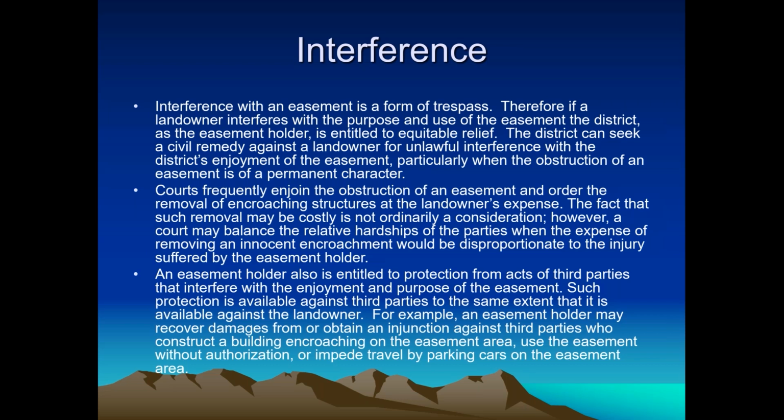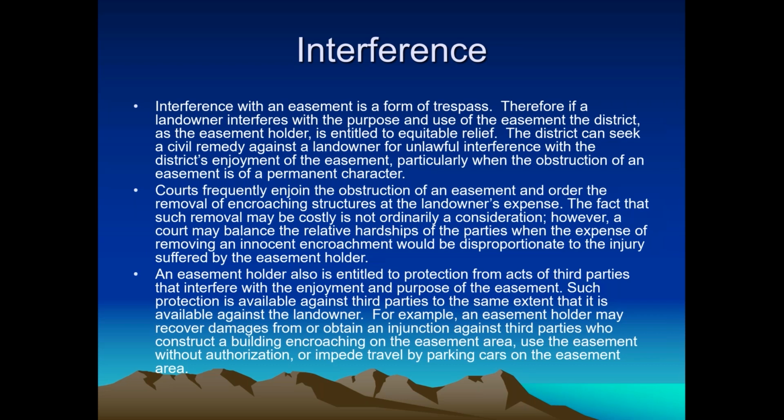Courts, based on the case studies, frequently enjoin the obstruction of an easement and order the removal of encroaching structures, for example, at the landowner's expense. Now, if it's a chicken house, the court may weigh that a little differently, because it does not change the hazard classification of the structure. But if they were to put a house there, then that's something the court will definitely look at.